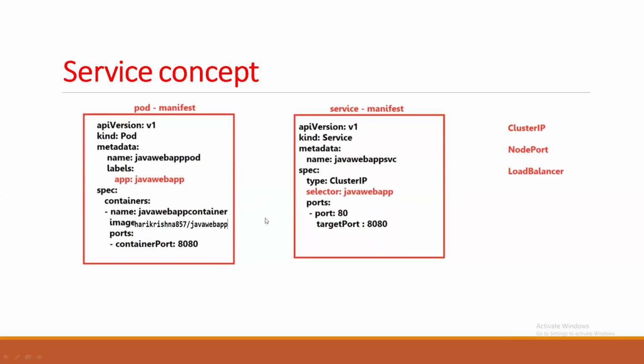So what is the difference, guys? The difference is, we can create two manifest files: the pod manifest file and the service manifest file. In the pod manifest file, we need to provide the containers. In the service manifest file, we need to provide the type of the service and the selector.